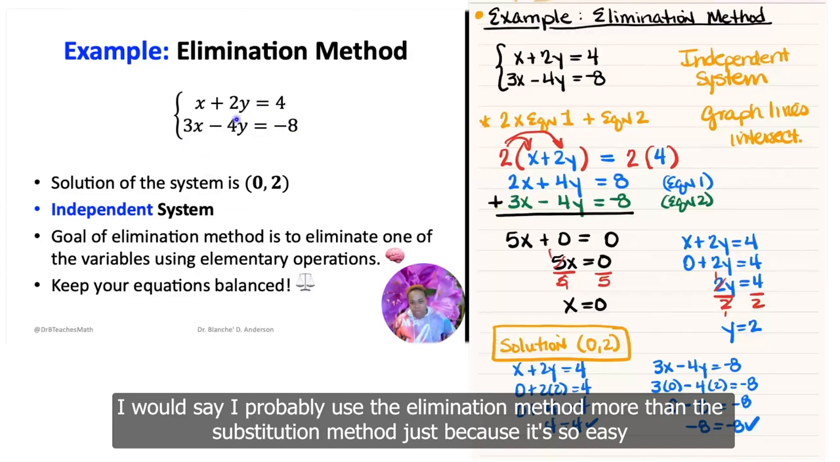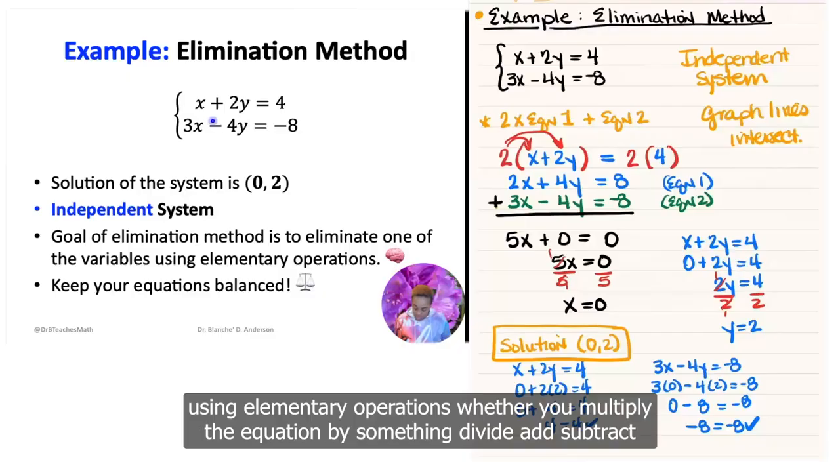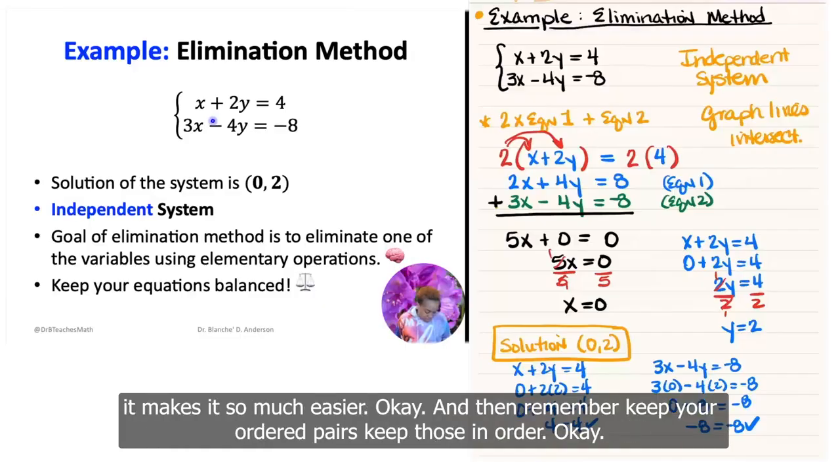I would say I probably use the elimination method more than the substitution method, just because it's so easy using elementary operations, whether you multiply an equation by something, divide, add, subtract. It makes it so much easier, okay? And then remember, keep your ordered pairs. Keep those in order, okay?